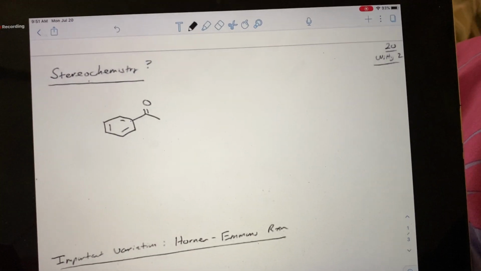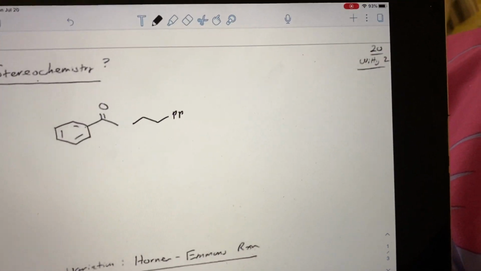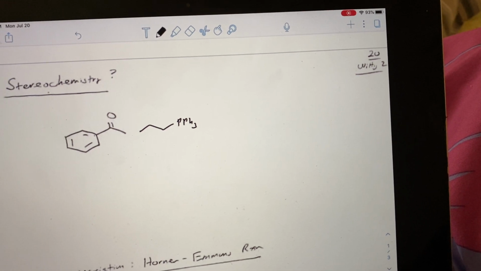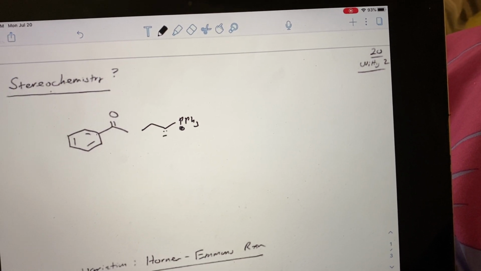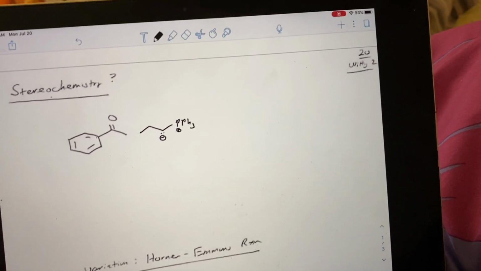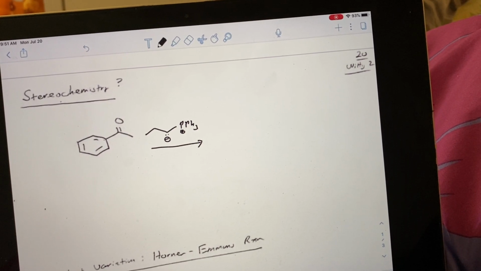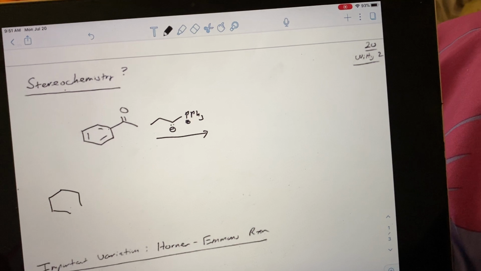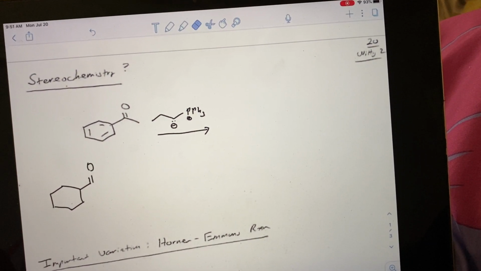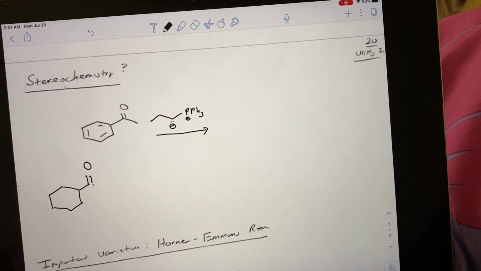However, what if we have something like this ketone shown on the next page? And let's react this with, let's condense this down to this particular ylide. Let's put the positive charge here and the negative charge here. So now we're going to generate a new alkene. And let's actually write the mechanism down here below since we have space.